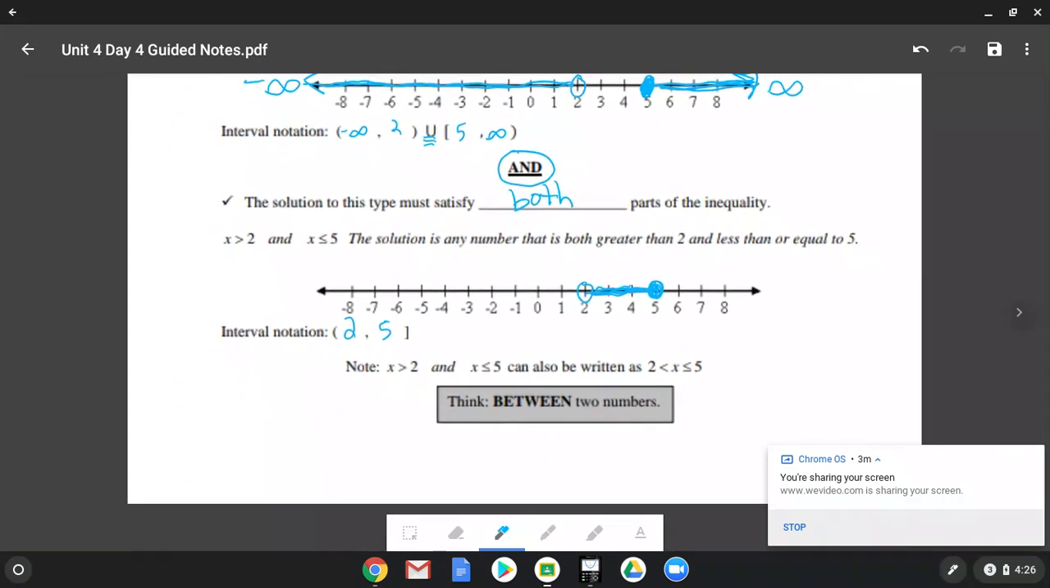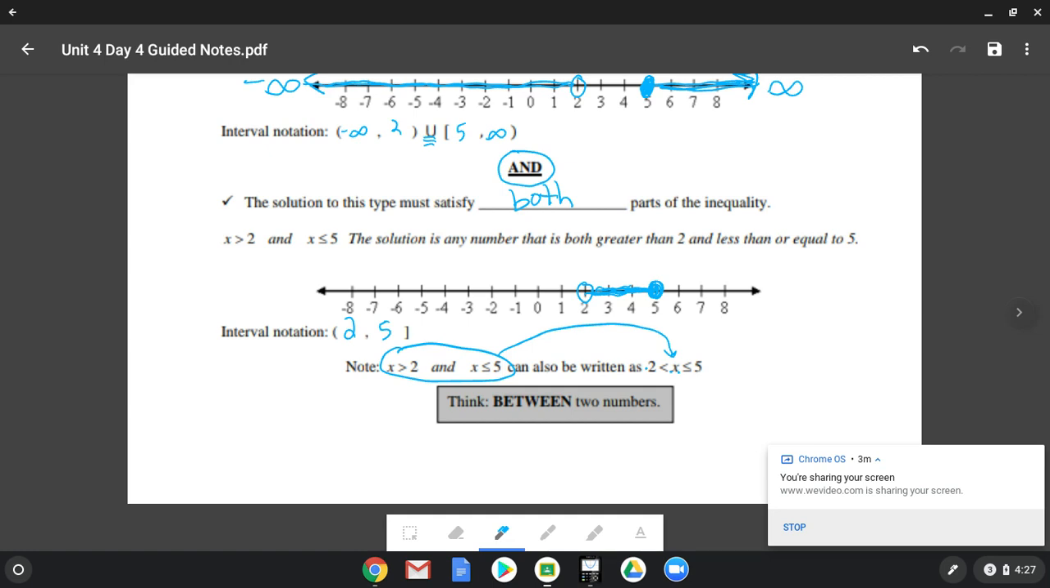It says, note that x is greater than 2 and x is less than or equal to 5 can also be written as this. So these two put together, you can write with an x in the middle, and you can write it so that the x is still less than or equal to 5, but we got to flip this inequality for the 2. So the x is now on the right side, so that means the inequality will flip as well.